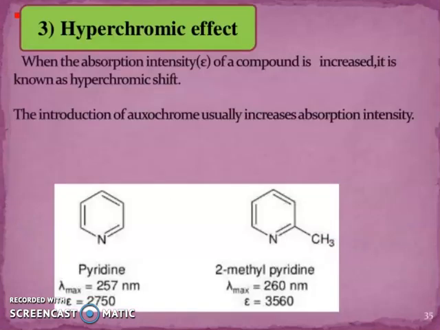Hyperchromic shift. When the absorption intensity epsilon of a compound is increased, it is known as hyperchromic shift. The introduction of an auxochrome usually increases absorption intensity. You can see pyridine lambda max 257 nanometer, epsilon 2750, 2-methylpyridine lambda max 260 and epsilon 3560.